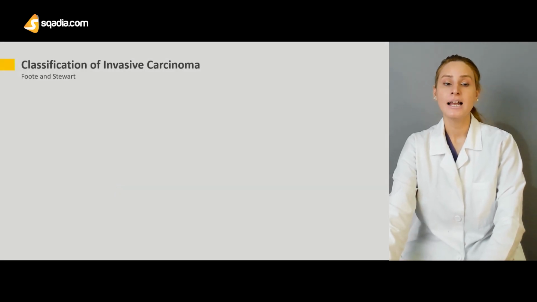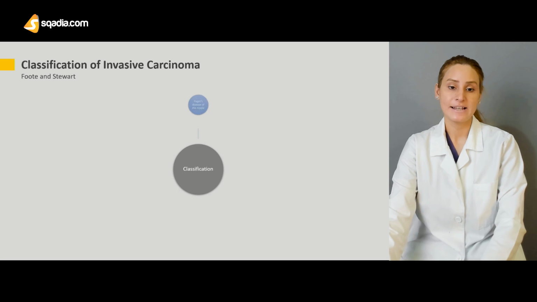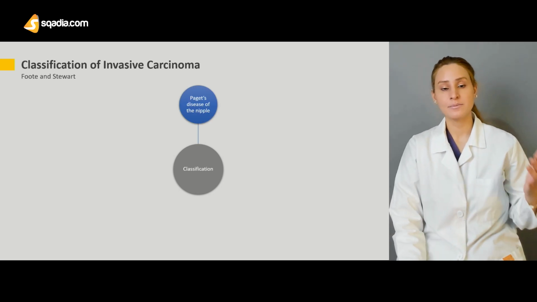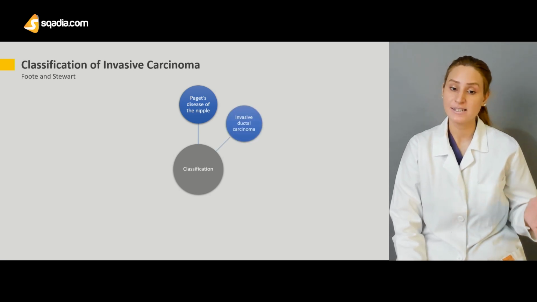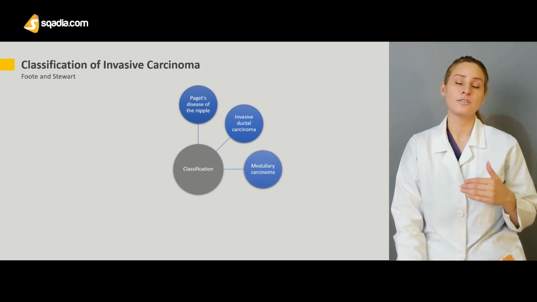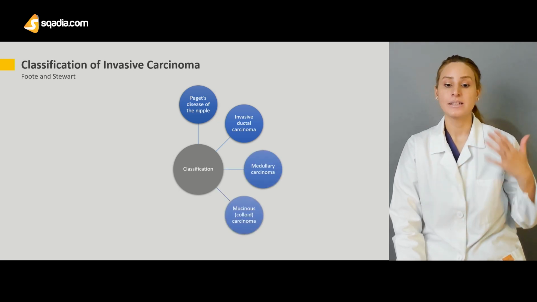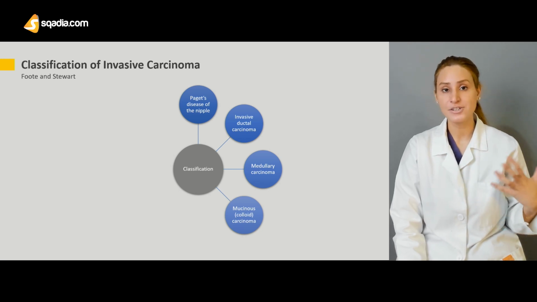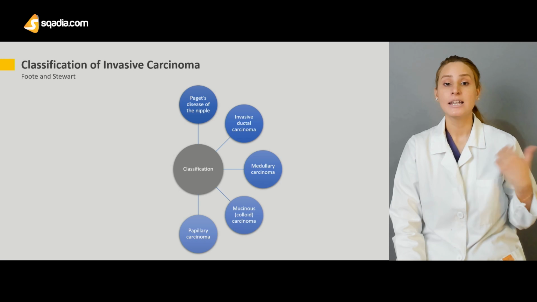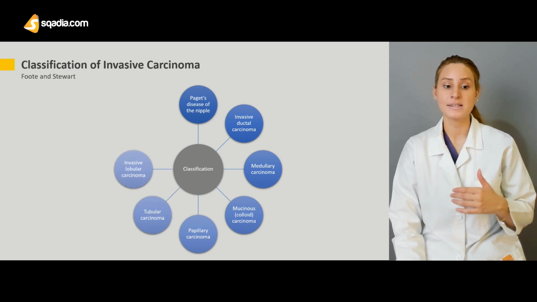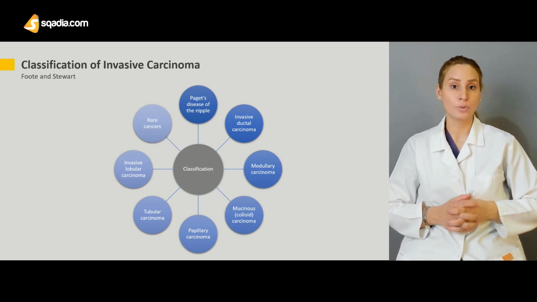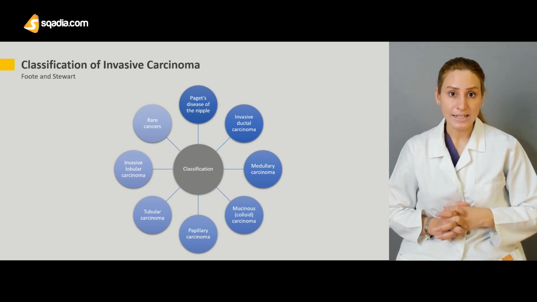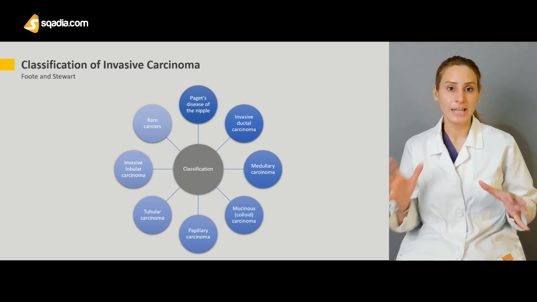Now, when you talk about the classification of the invasive cancer, this is called the Foote and Stewart classification. So it says that there are some diseases in the category of invasive cancer, which is the Paget disease of the nipple. Then you have the invasive ductal carcinoma. Then you have the medullary carcinoma. Then you have colloid carcinoma, mucinous colloid carcinomas. You have the papillary carcinomas, you have the tubular carcinomas, invasive lobular cancers, and there are some rare cancers like inflammatory cancers as well. And usually at stage 4, you have a fungating mass.